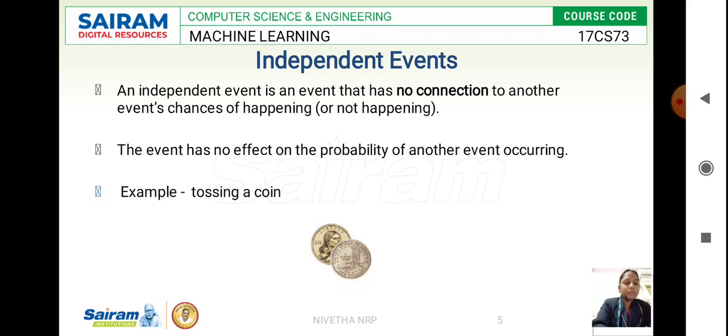For example, tossing a coin is a very good example of an independent event. When I am tossing a coin 5 times, at the first time I may get either a head or tail. That result is not going to affect the result when I toss the same coin the second time. All the time when I am tossing, it is independent. All the events that occur are independent of the other events. These types of events we say are independent events. The occurrence of one event will not affect the other event.